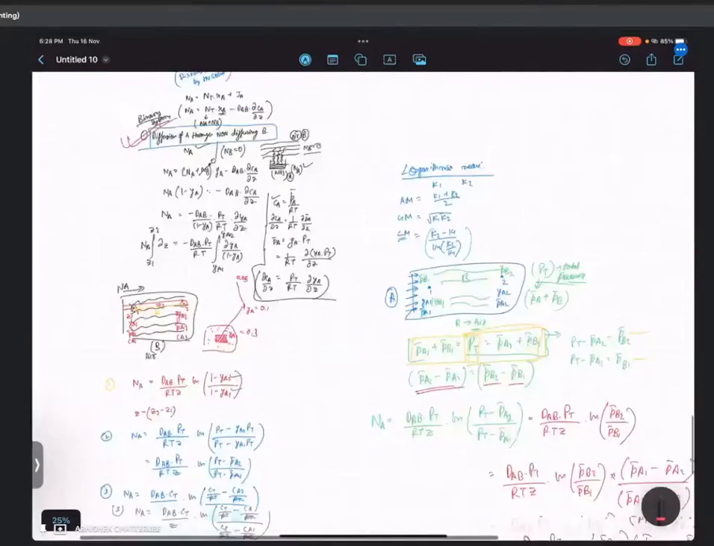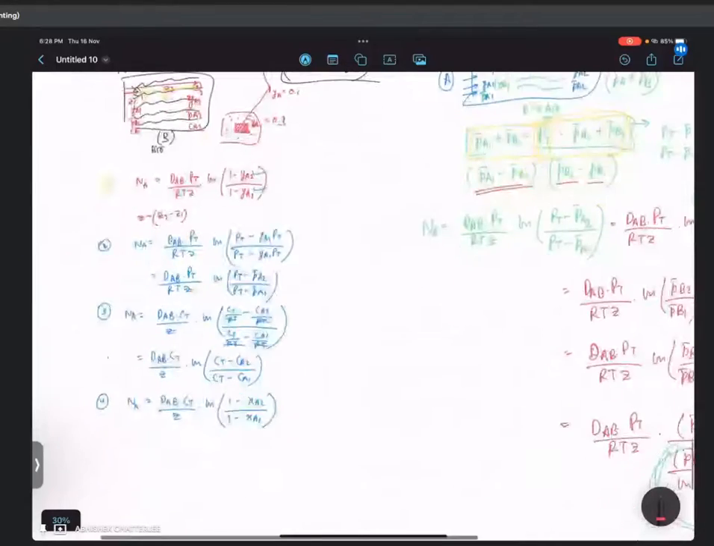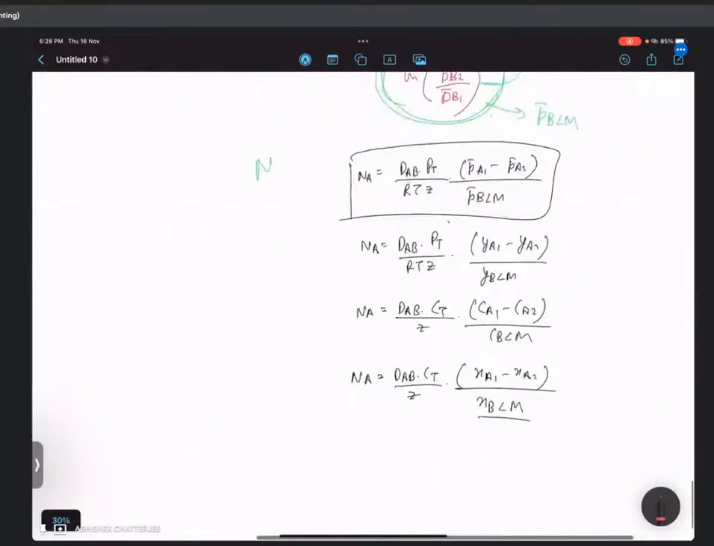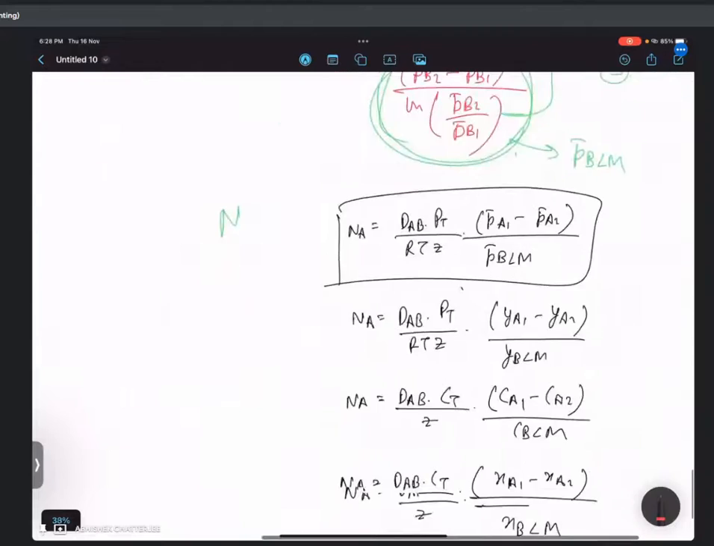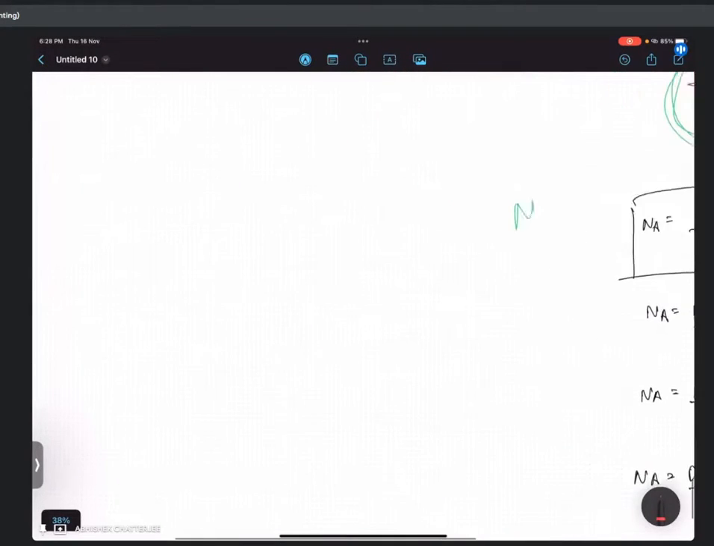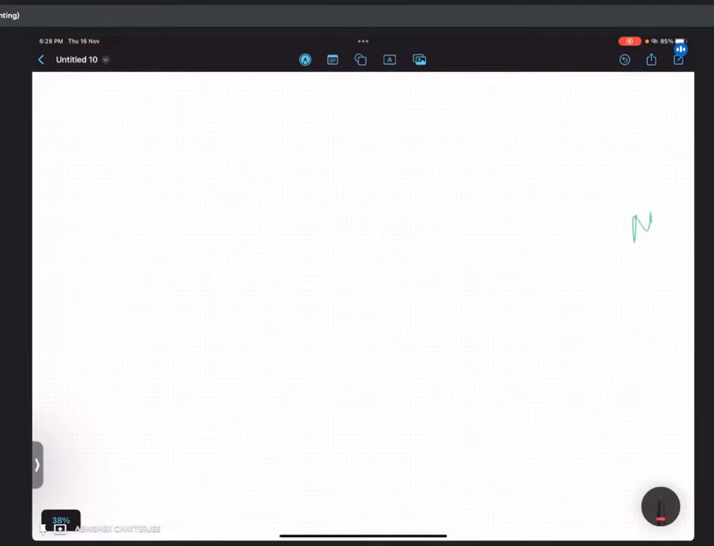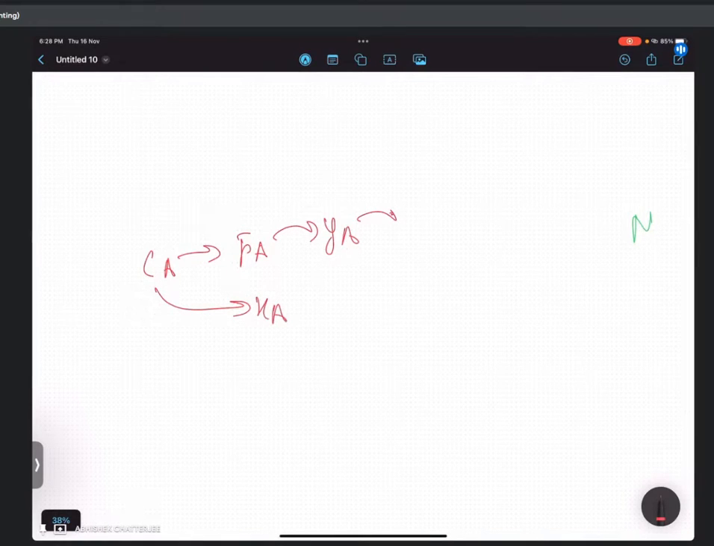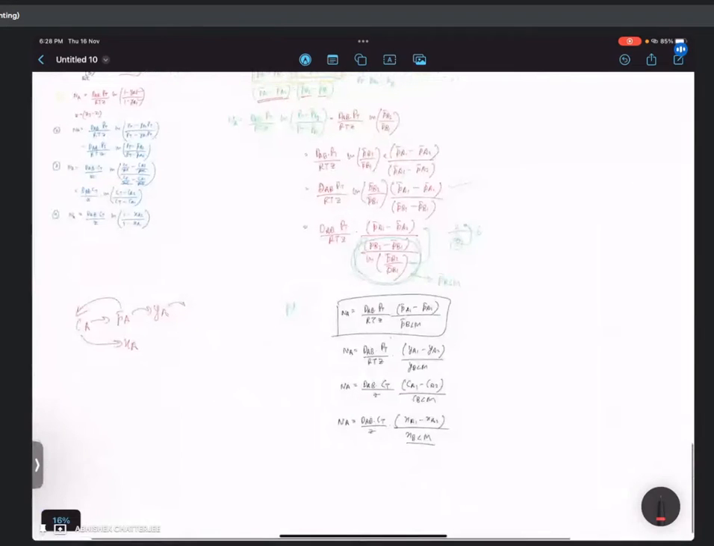Clear? This thing is clear? So this conversion, if it is clear, then if you remember one formula, you can go from one to the others. Like how to convert from CA to PA bar, from here to YA, from here to XA, all these things, vice versa. If these conversions are clear, then if you remember one formula, the rest of the formulas you can directly write.